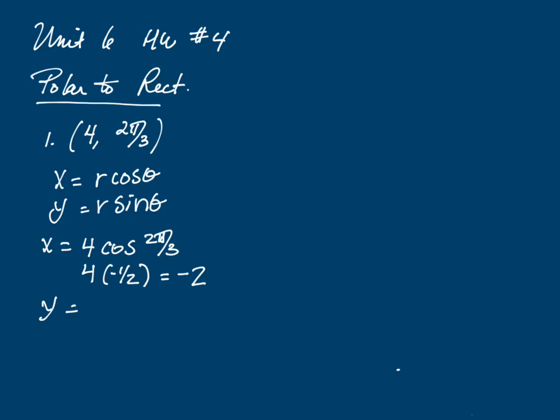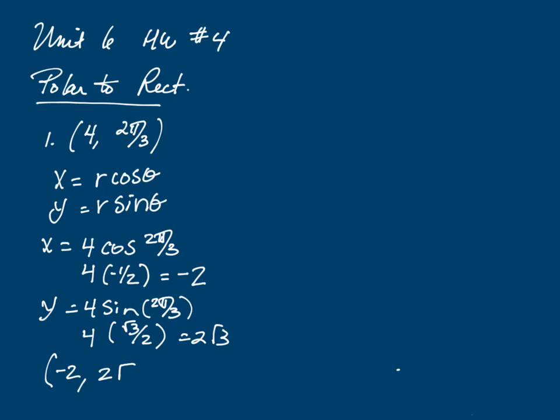And y equals 4 sine of 2 pi over 3, which is 4 times square root of 3 over 2, positive. So that would be 2 square root of 3. So our rectangular coordinate is negative 2, 2 square root of 3. Okay, number 2, we have negative 2 and 7 pi over 6.